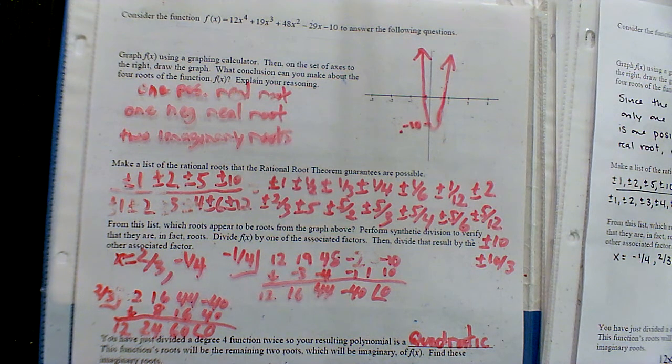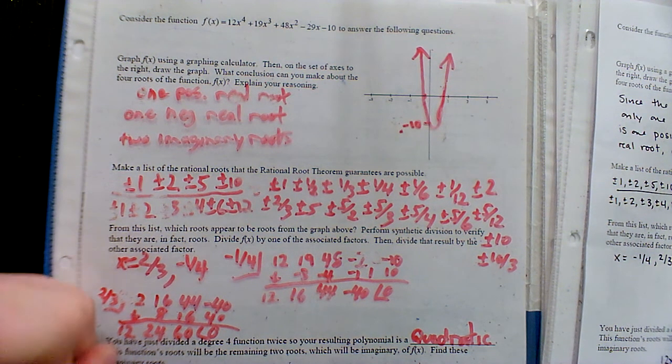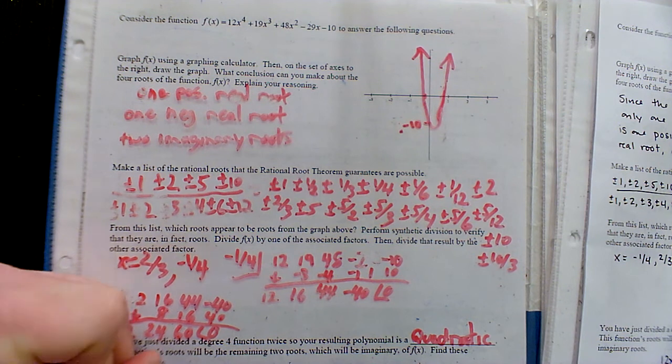So what do we see could be a good first step? Yeah, that's going to be the best option right now. Let's factor out a 12. It's going to make the problem look a little easier.